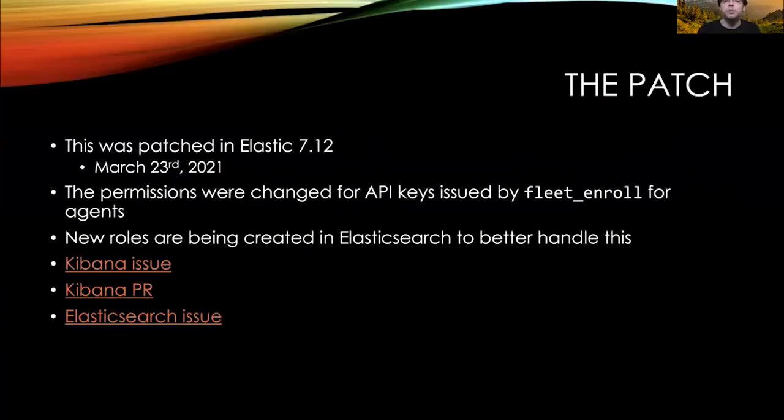So this vulnerability was patched as a part of Elastic 7.12, which was released on March 23rd earlier this year. And the way this was patched was they changed the permissions associated with the API keys that were being issued by Fleet and Rollup. As a part of some future work to remediate this and to prevent things like this from happening in the future, they're creating new roles in Elasticsearch that have better append-only structures so that there's no accidental delete permissions associated with users.